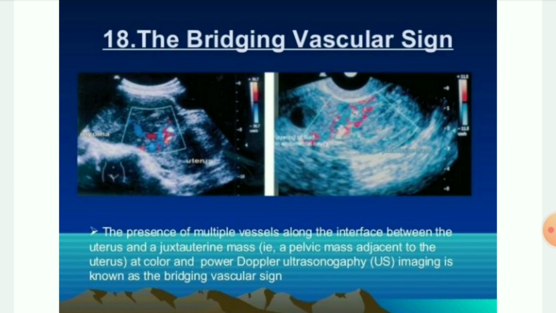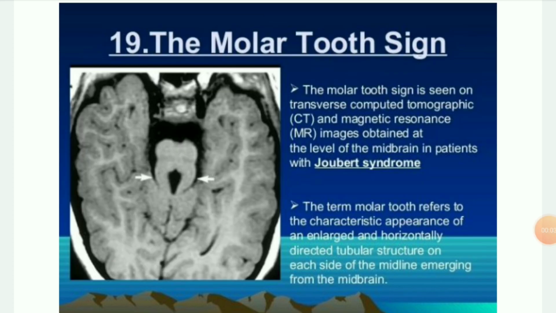Solid ovarian masses such as fibromas, granulosa cell tumors, germ cell tumors, dysgerminomas, mixed germ cell tumors or teratosarcomas, metastatic tumors and lymphomas may be confused with subserous myomas owing to their similar imaging findings. Next sign is the molar tooth sign.